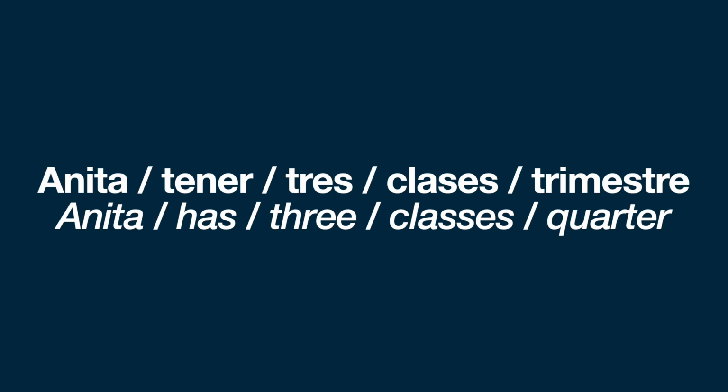Cloze sentences. There's lots of ways to do these, and the way that I prefer is to have, very similar to the sentence scrambles, a diagonal line here, and students have most of the sentence done for them. They just have to fill in the blank. And in this case, Anita tener 3 clases trimestre. There are a few words that are missing.